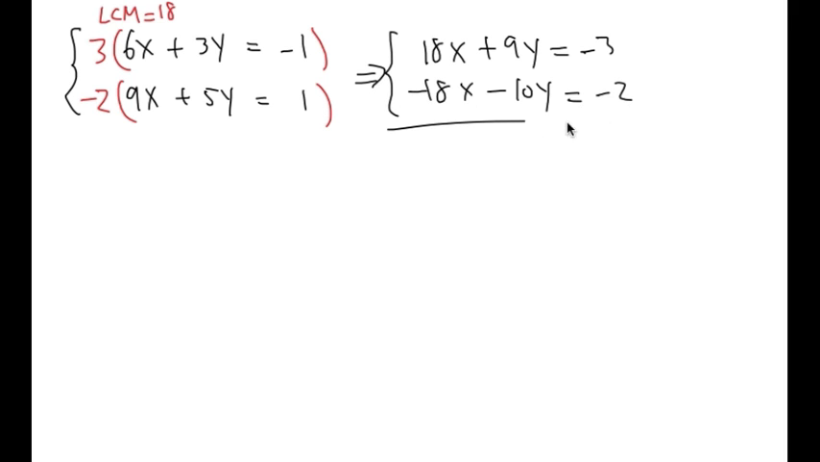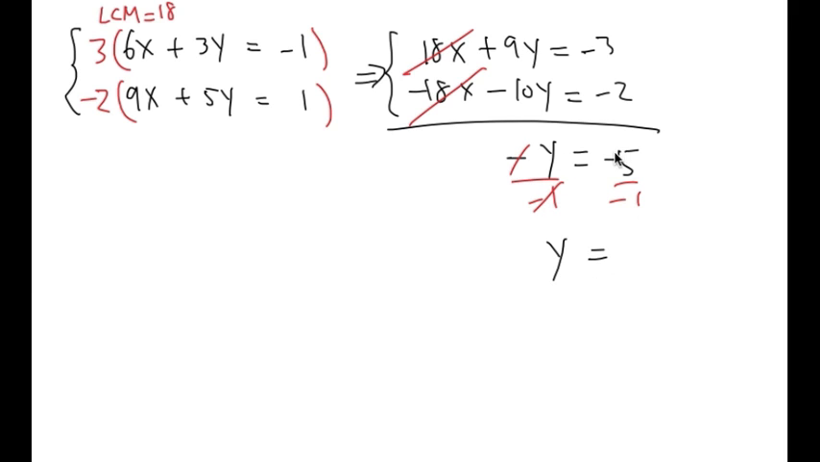Well, let's see. If I add these two equations together, what am I going to get? The 18x and the -18x, they cancel each other out. And 9y minus 10y is going to be -y. And that's going to be -3 minus 2, which is going to be -5. -y is equal to -5. What I have to do is divide both sides by -1, because you want the y to be positive. y is going to be -5 over -1, that's going to be positive 5.